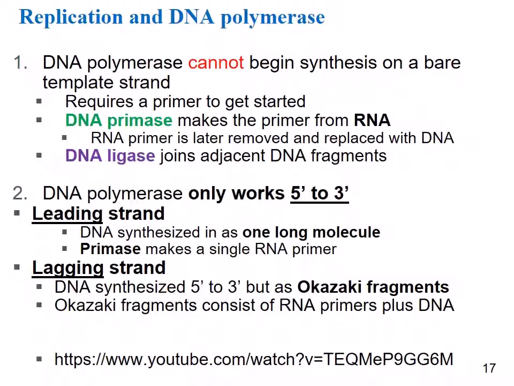So DNA polymerase can only work 5' to 3', and so this gives us a problem as well. The leading strand is okay. It can be synthesized in one long piece, and primase makes a single RNA primer here. The lagging strand, on the other hand, has to be synthesized from 5' to 3', but as Okazaki fragments, and these Okazaki fragments consist of an RNA primer plus DNA. I would strongly encourage you to watch the video I posted in our Canvas site that goes over this.